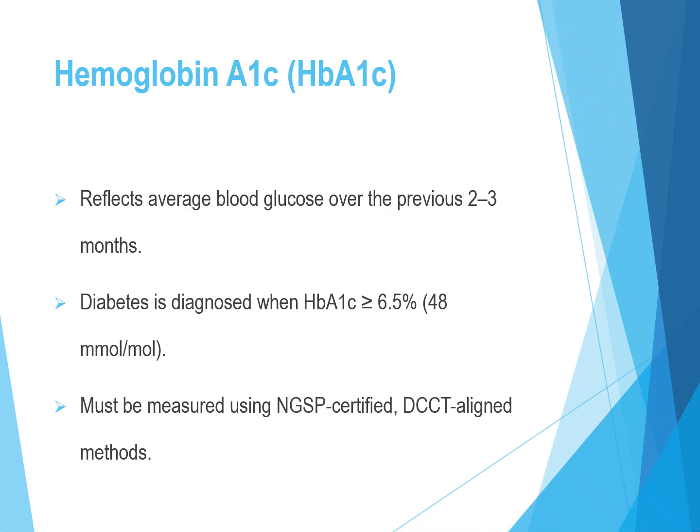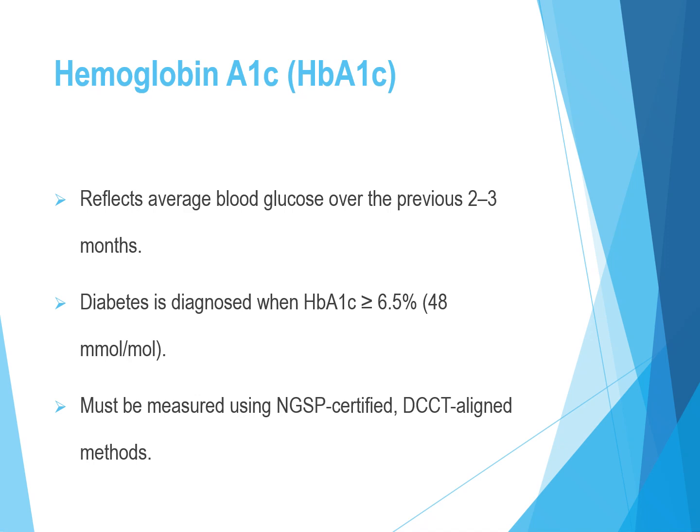The diagnostic threshold for diabetes is HbA1c greater than 6.5%, measured using approved verified methods to ensure accuracy and standardization. Values between 5.7% and 6.4% indicate increased risk or prediabetes. An important question from the lab perspective is, why is HbA1c considered convenient, and what are its limitations? Hemoglobin A1c is convenient because it does not require fasting and can be performed at any time of day.